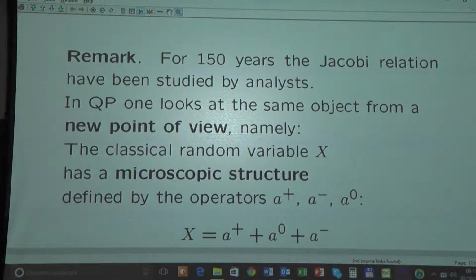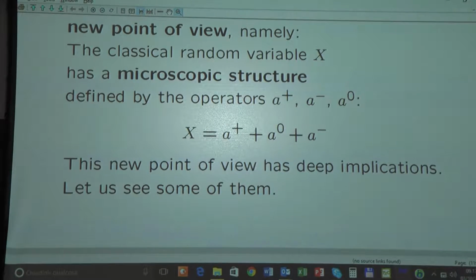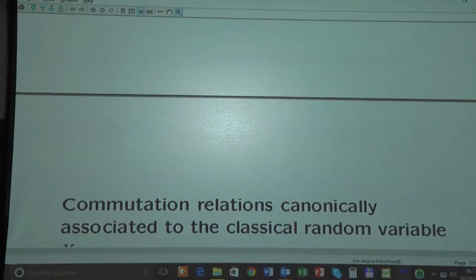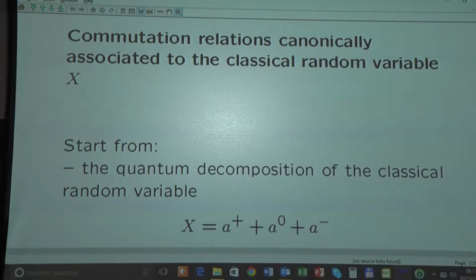So you see, this Jacobi theory of orthogonal polynomials is 150 years old, and people have looked at it from the point of view of analysis. And as I said, we are now looking at it from a new point of view. Okay? And let us see some implications of the new point of view. Up to now, we have not proved anything. We have just looked at a certain object and interpreted it in a different way. But there are some non-trivial consequences.